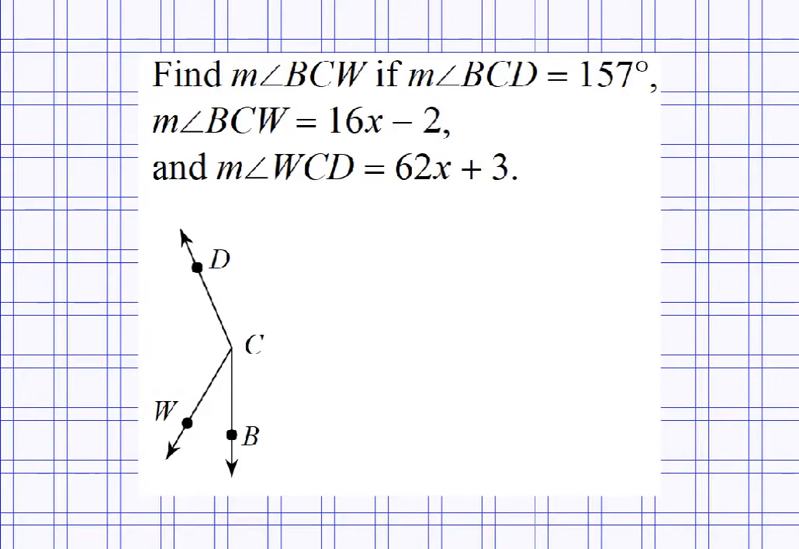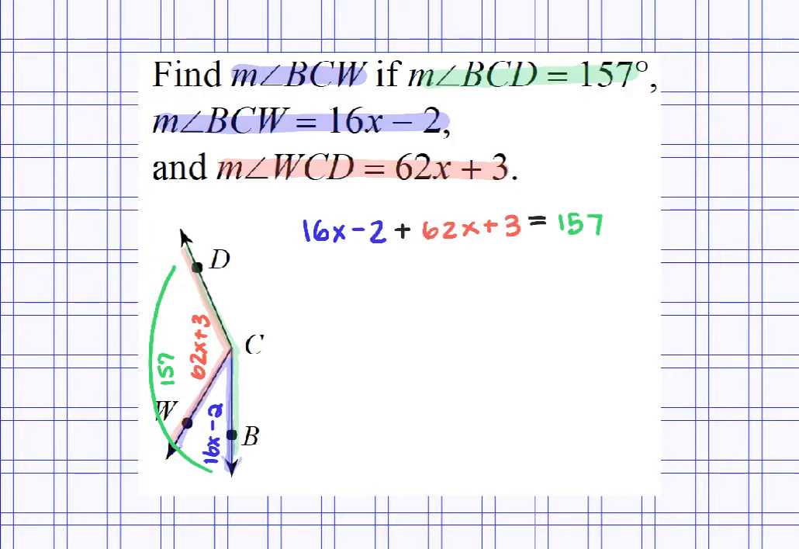Let's try some examples together. Find the measure of angle BCW if the measure of angle BCD is 157 degrees, the measure of angle BCW is equal to 6x minus 2, and the measure of WCD is equal to 62x plus 3. First, label your diagram and then set up an equation. Here I took my two smaller angles and set them equal to the large angle, and now I just have to use algebra to isolate the variable.